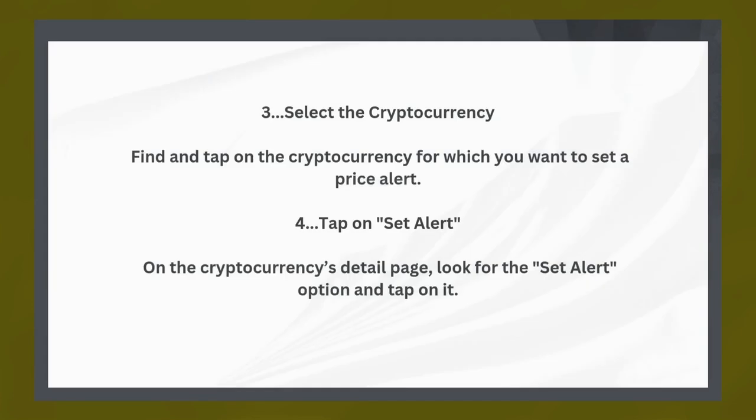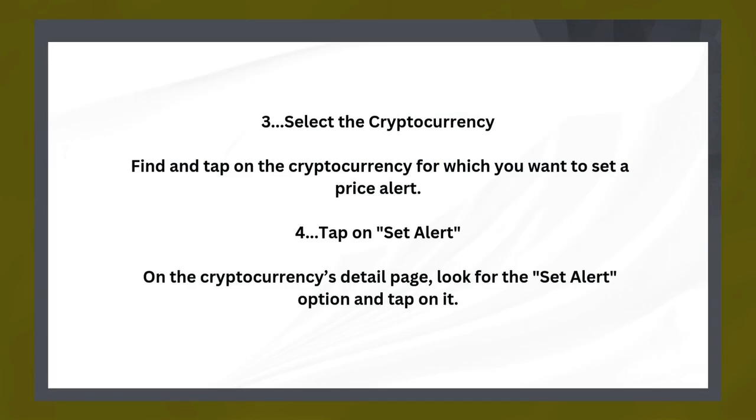Number 3, select the cryptocurrency. Find and tap on the cryptocurrency for which you want to set a price alert. Number 4, tap on Set Alert. On the cryptocurrency's detail page, look for the Set Alert option and tap on it.